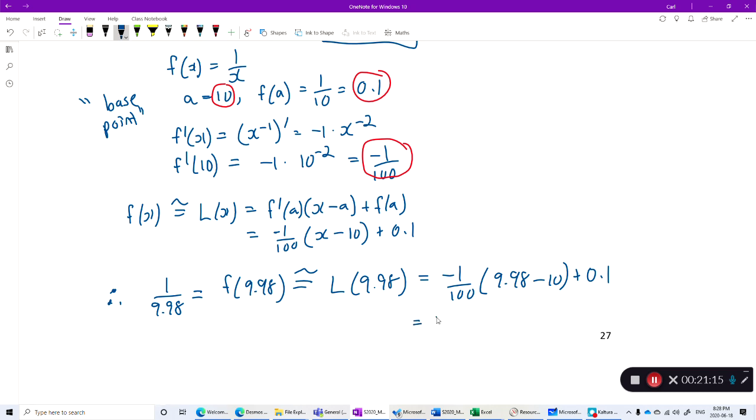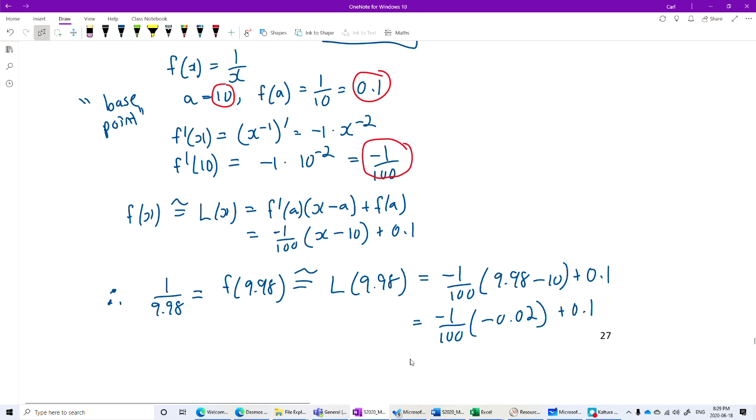So what do I get? Minus 1 over 100. 9.98 minus 10, that'll be negative 0.02 plus 0.1. And let's see here, so that becomes plus, and then dividing by 100 is the same as shifting the decimal point 2 more times. So that becomes 0.1002.